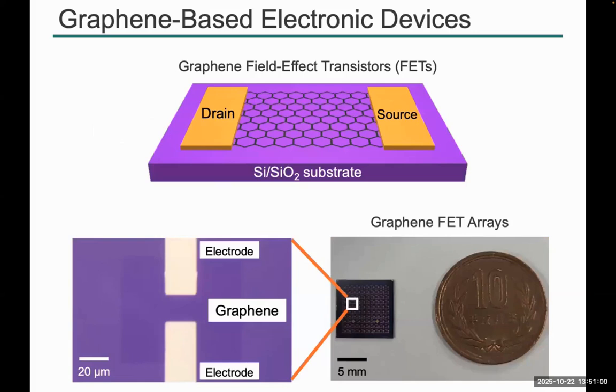Many researchers have studied graphene-based electronic devices, and our group fabricates graphene field effect transistors, graphene FETs. This is the structure of graphene FETs, with metal electrodes called source and drain. The graphene is located between the drain and the source electrodes, like here. Here are the graphene FET arrays we fabricated, and this is a Japanese coin for scale. And here is the optical microscope image of graphene FETs, and this area is the graphene.